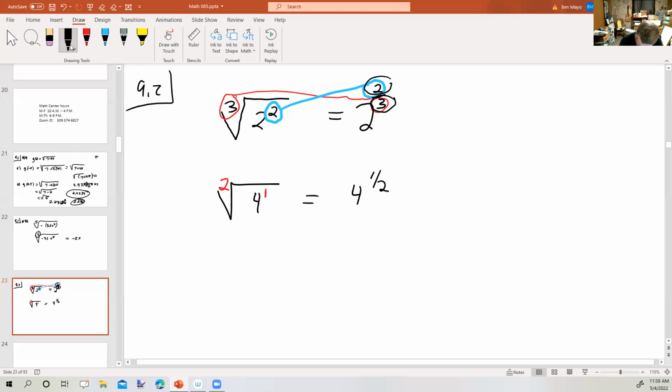Let's take a look at another example. The cube root of 8 would be 8 to the 1/3 power. Let's find both of these on our calculator.